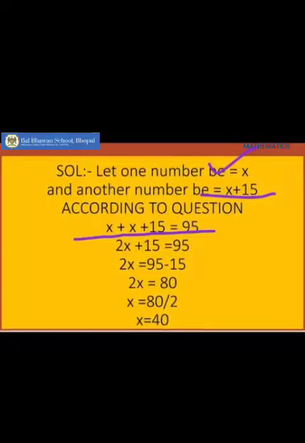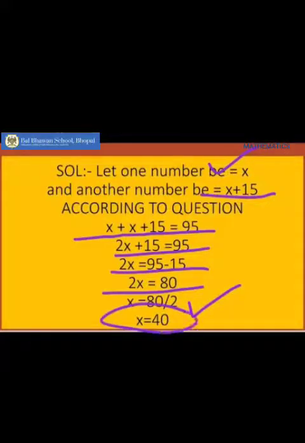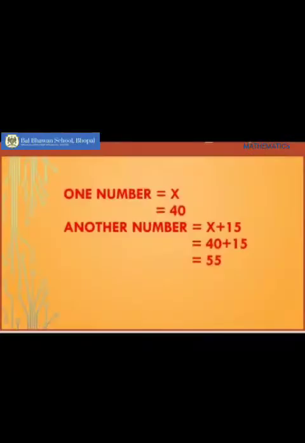So on solving this equation, look at all the steps carefully, students. You see that I have transposed, I have subtracted, and finally on dividing, I have got the value of x, which is equal to 40. This is the value of x.